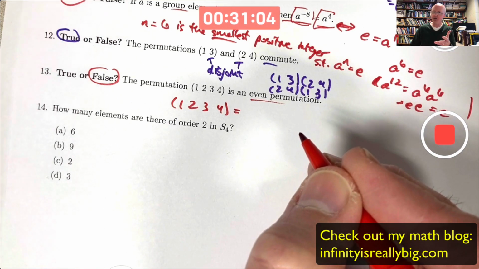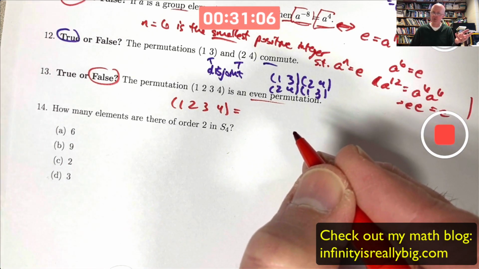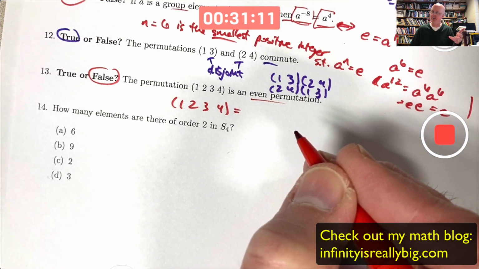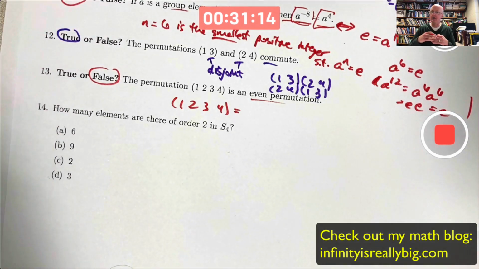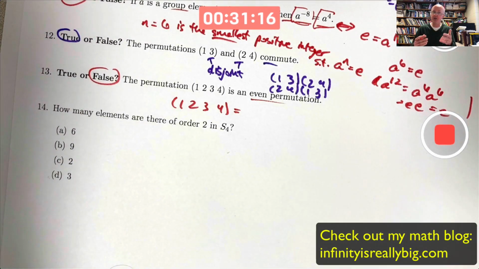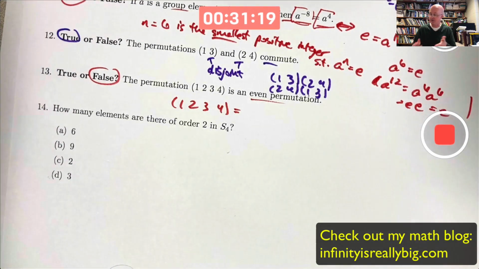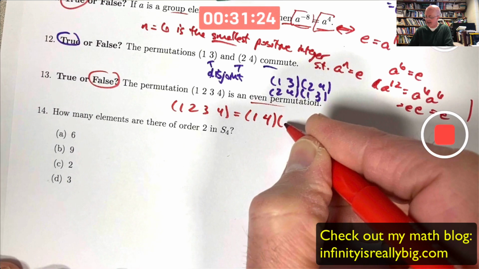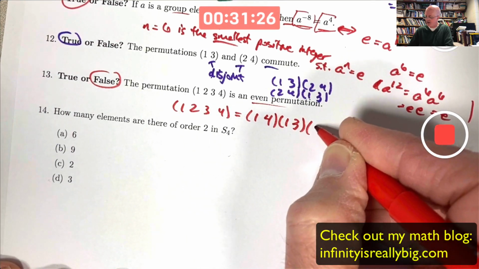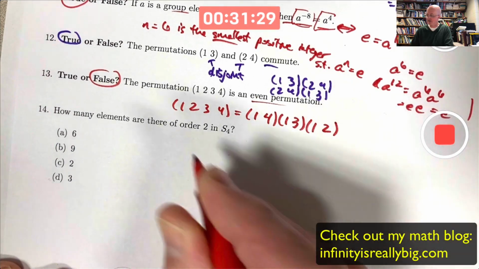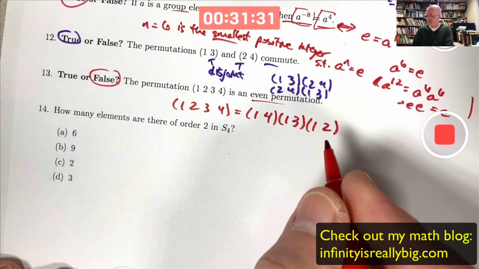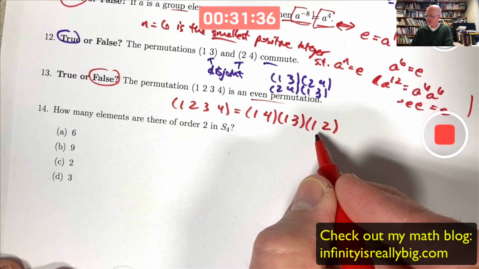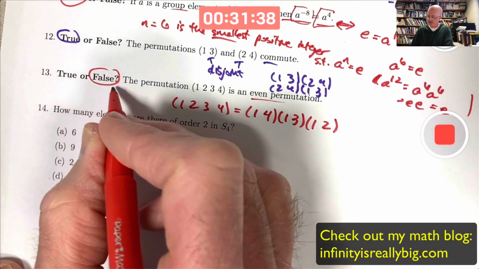It means you can write it as an odd number of 2 cycles. The definition of an even permutation is you can write it as an even number of 2 cycles. The definition of an odd permutation is you can write it as an odd number of 2 cycles. And those two categories are mutually exclusive. An even permutation can never be an odd permutation and vice versa. And through a little trickery, you can write this as a product of permutations like this. That's just a trick to know. It's worth knowing. This 4 cycle can be written as a product of 3 2 cycles, an odd number of 2 cycles, which is why this is false.